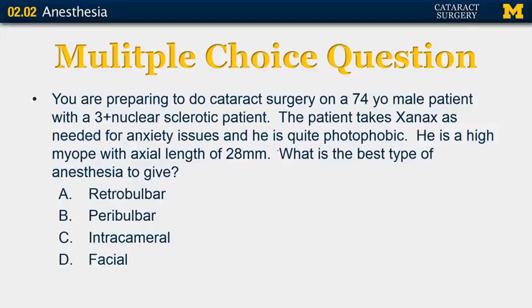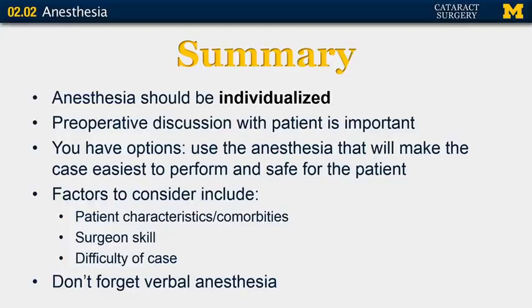Peribulbar. You'd want to avoid retrobulbar since he has a long axial length and you would risk globe perforation. Intracameral may not be enough anesthetic since he's anxious and photophobic, and facial would not provide any type of pain control. In summary, anesthesia should be individualized.